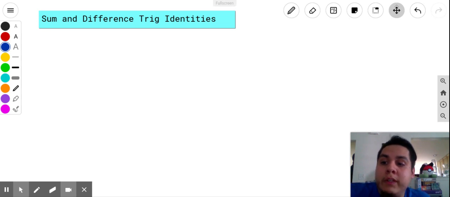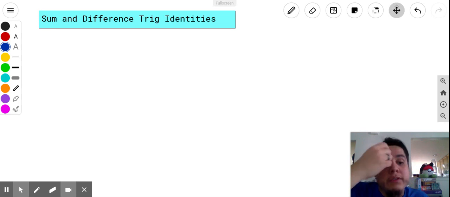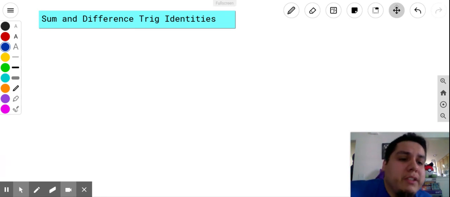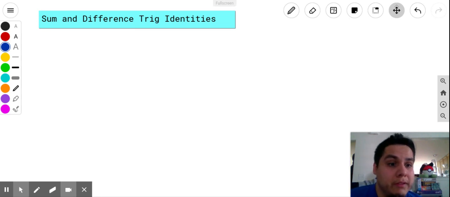I would say it would be awesome if you could add these to the ones you know by heart. But the other ones you really need to know by heart and be fluent with are the reciprocal, quotient, and Pythagorean identities. If you know how to use those, you use those more often than not. This is the sum and difference, which you'll use in calculus just a little bit every once in a while to derive new formulas.